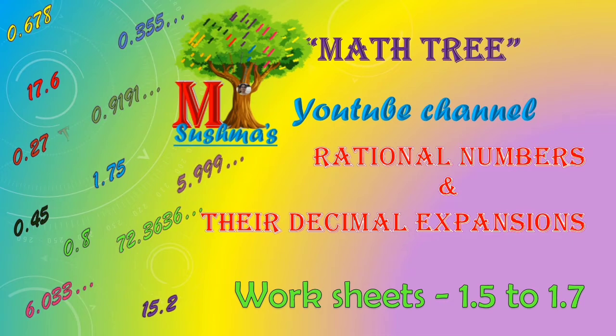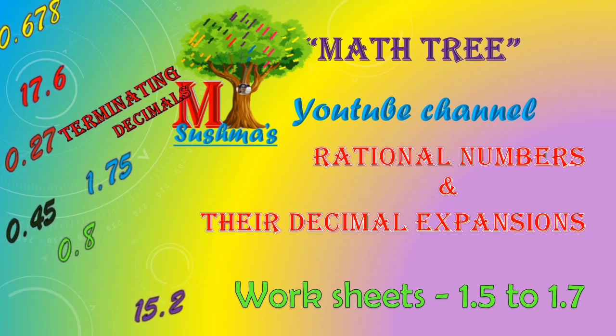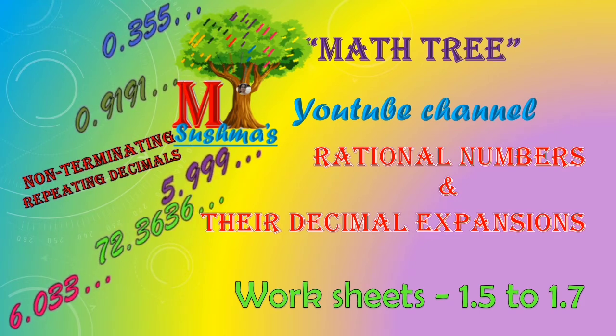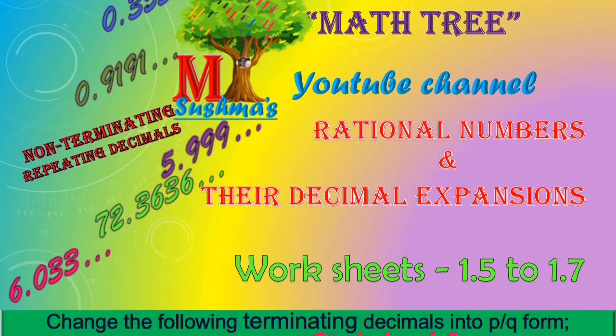The decimal digits which terminate after a point are called terminating decimals. For example, 0.678, 17.6, 0.27, likewise. On dividing by the denominator, if the decimal digits go on forever, they are called non-terminating repeating decimals. For example, 0.355 and so on, 0.9191 and so on.